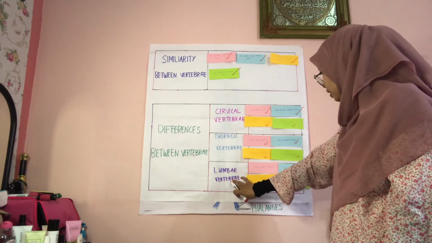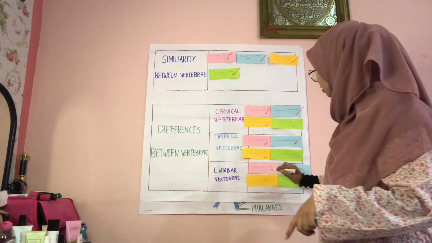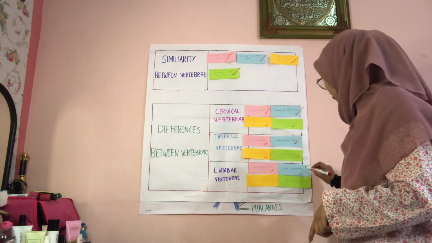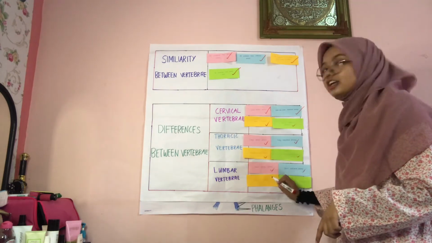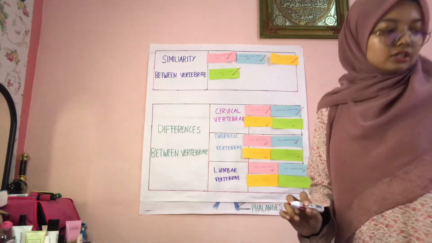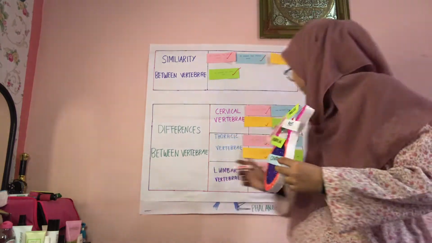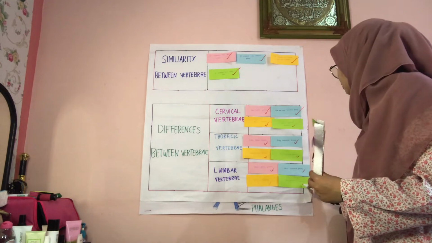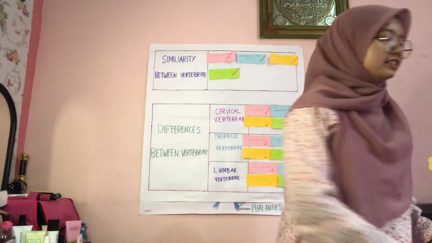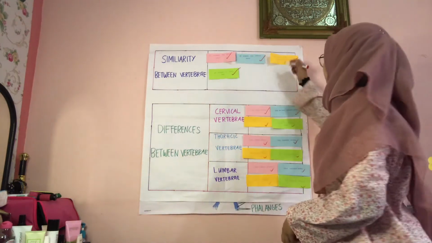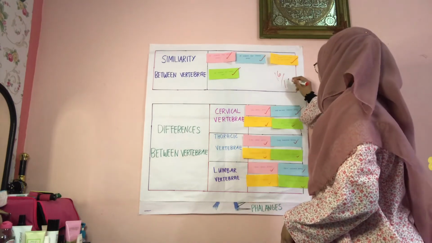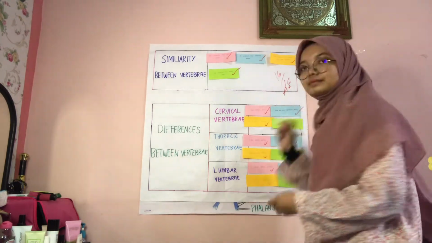And lumbar vertebrae have short spinous process. That's correct. Short transverse process and a very large centrum. Here you see it has a very large centrum and no transverse process. Okay, that's correct. 16 per 16. A plus. Okay. Now, what should we do?